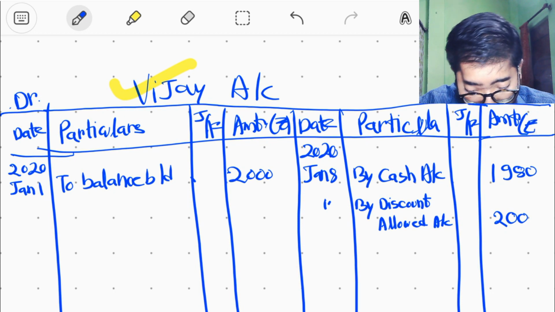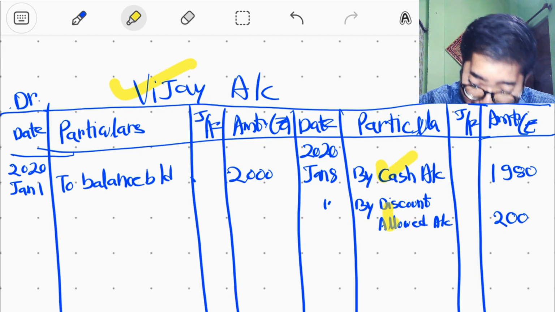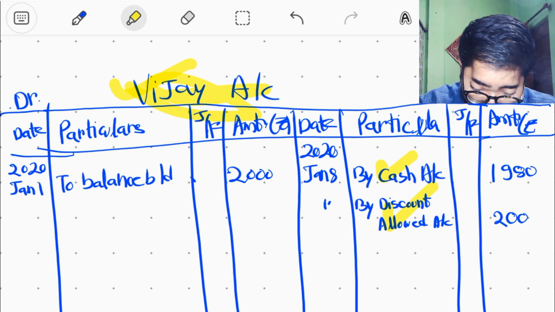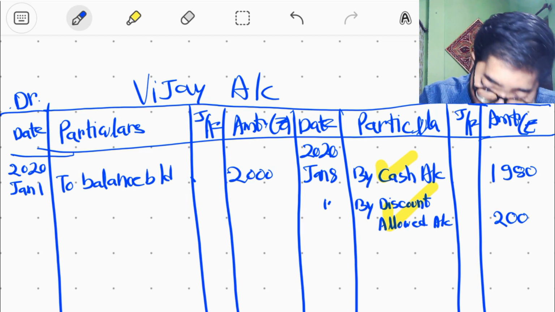Cash account debit, discount allowed account debit to Vijay account. I hope this is clear. So this entry is also complete.